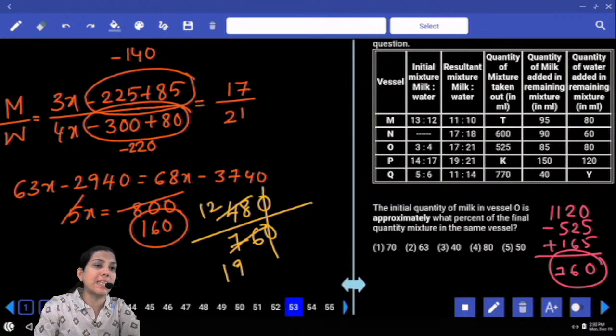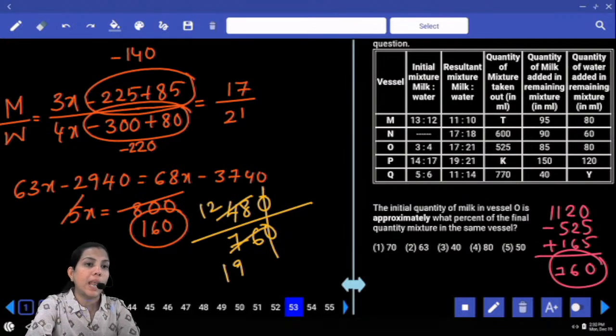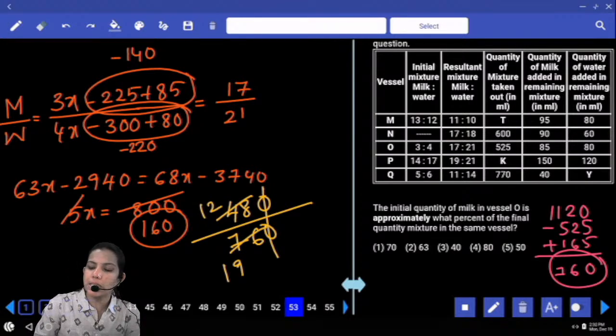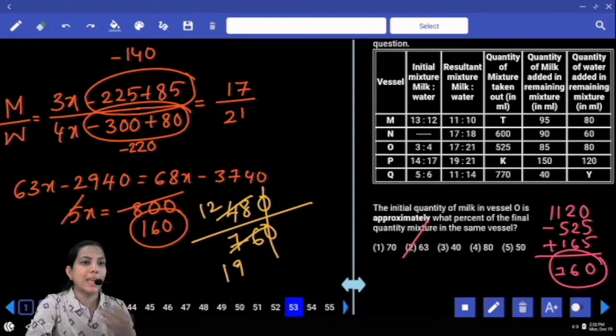What is 19 sevens? 19 sevens, 133. 19 6 times, 114. మన న్యూమరేటర్లో ఎంత ఉంది? 120 దగ్గరే కదా ఉంది. సో ఖచ్చితంగా నా ఆన్సర్ మోర్ దెన్ 60 లెస్ దెన్ 70. Second option is the answer.